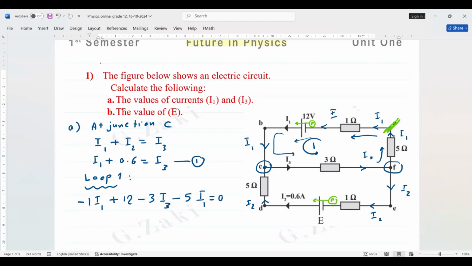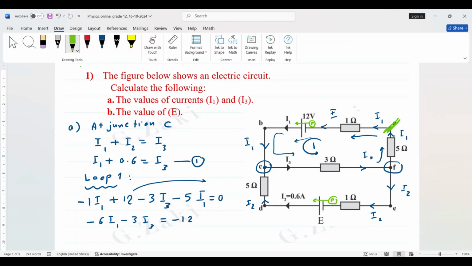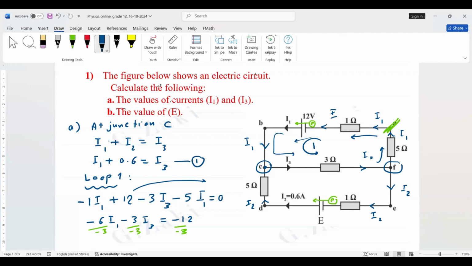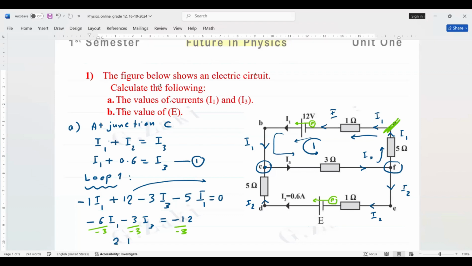We simplify the equation. So negative 1 I1 and negative 5 I1, it's negative 6 I1, minus 3 I3. We shift 12 to the other side, it will be negative 12. Simplify the equation as you can. So we can divide by negative 3. Then this equation in simplest form becomes 2 I1 plus I3 equals 4, since negative 12 divided by negative 3 is 4. This is equation number 2.